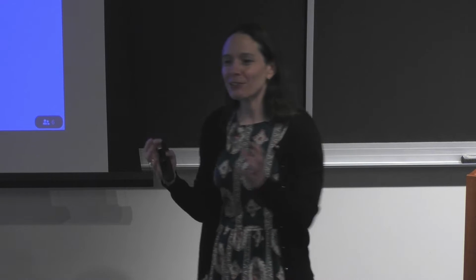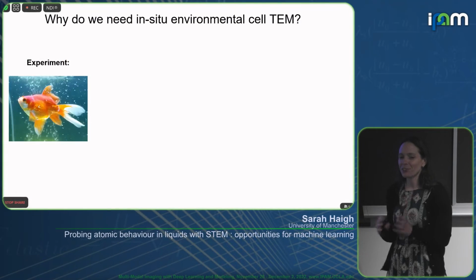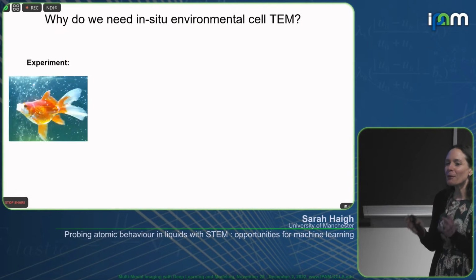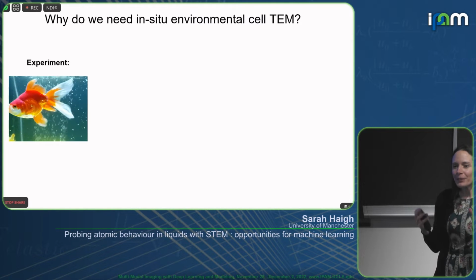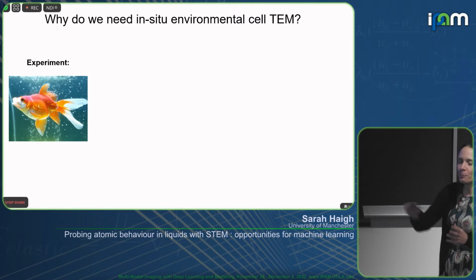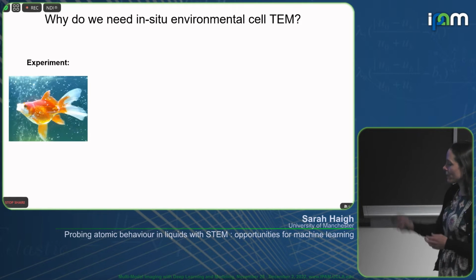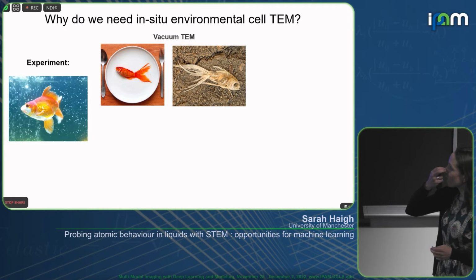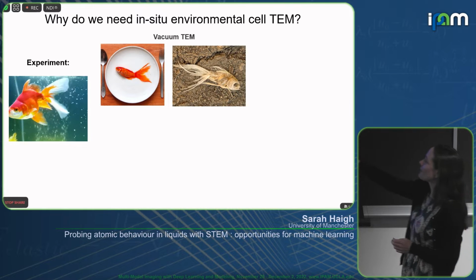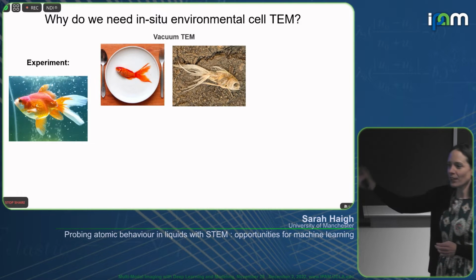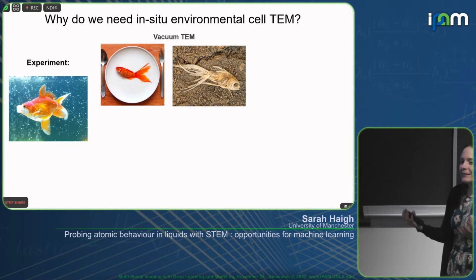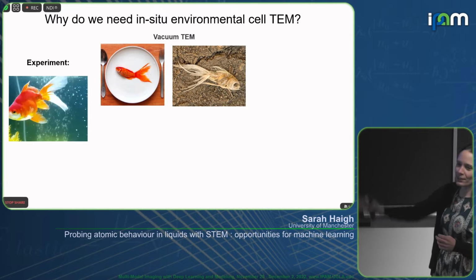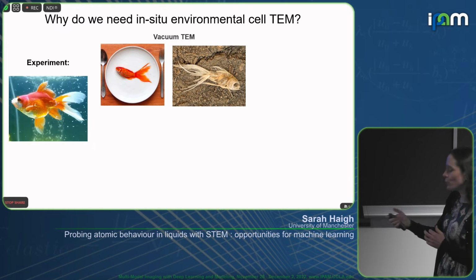Fantastic. Okay, so you can imagine we've moved on from horses to fish. Now the experiment that you want to do is represented by this fish. And we want to put it in the TEM and study that fish being fed or interacting with another fish. So if we put it into the vacuum of the TEM, in the best case scenario, you have the goldfish which is put on a plate, and in the worst case scenario, it's completely dried out and really bears very little resemblance to that solution process.